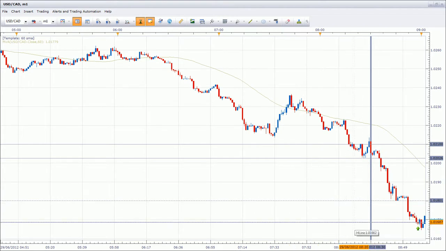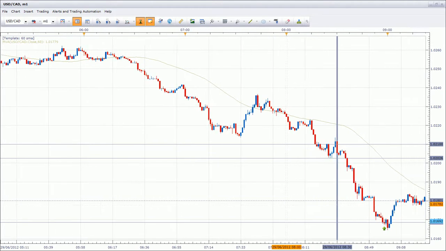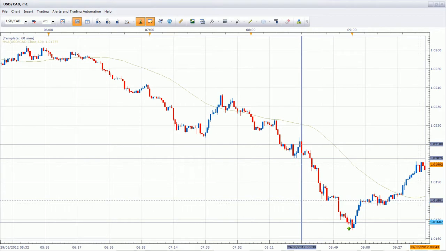My profit objective was now about 34, 35 pips. So this is where my target level is. And let's see what happens. Almost on cue, the market turns around and goes right up. And as you can see, it is so close to our target level, but it does not hit my target level.